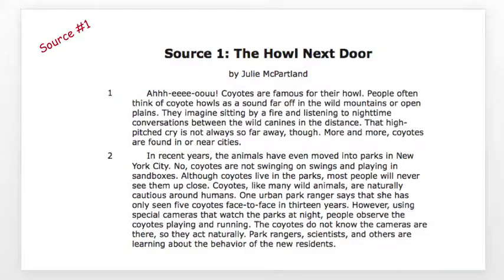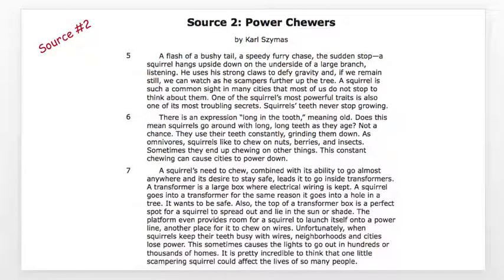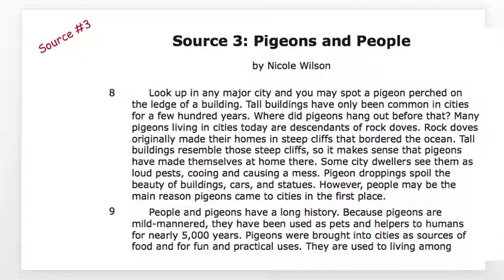And before this lesson, you read a couple different articles. We had 3 different articles to read. The first one was titled The Howl Next Door. The second one was titled Power Chewers. It had a nice little bar graph right there for us that gave us some information about how many people lost power due to squirrels. And we had a third source about pigeons and people.